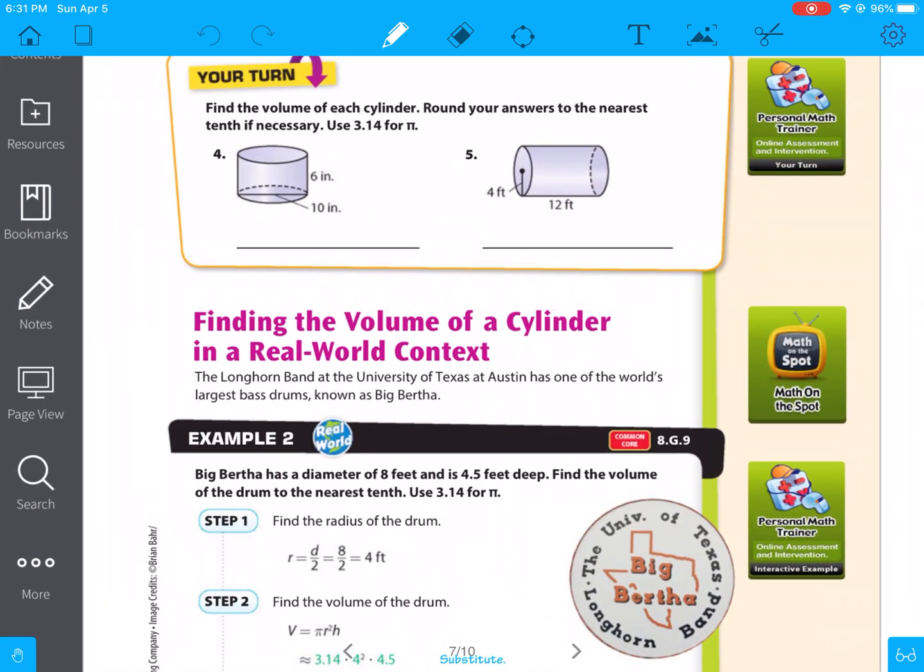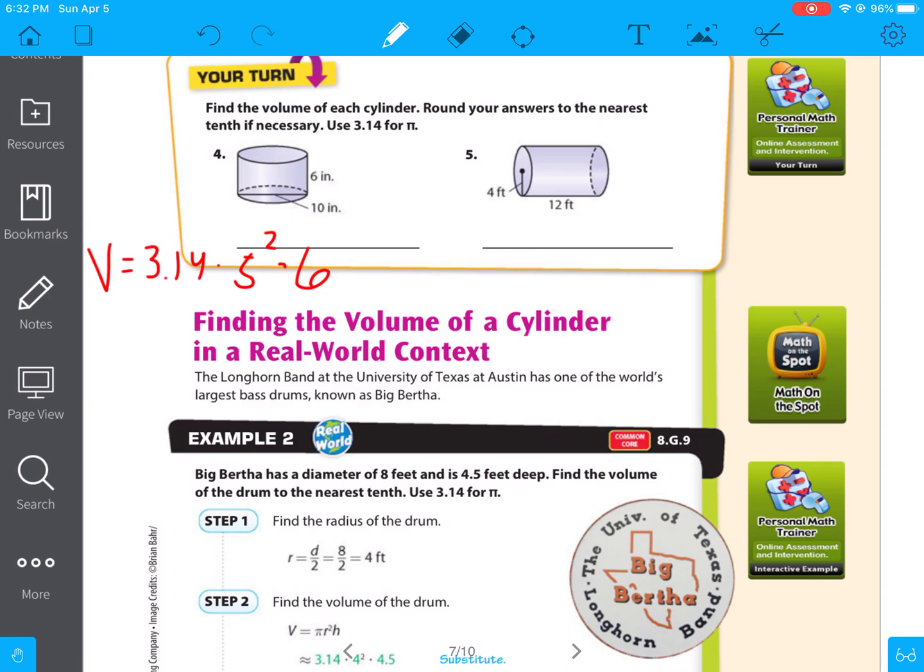So if you're doing number 4 and 5, number 4 actually gives you the diameter of 10. So we can't use that diameter of 10. We actually have to use the radius of 5. So your formula should be volume equals 3.14 times 5 squared times 6. And you can solve that. This one, they do give you the radius for number 5, so you should be able to solve that one.